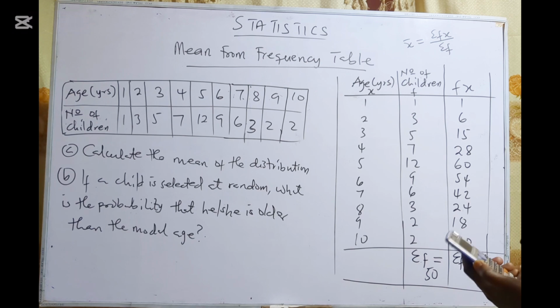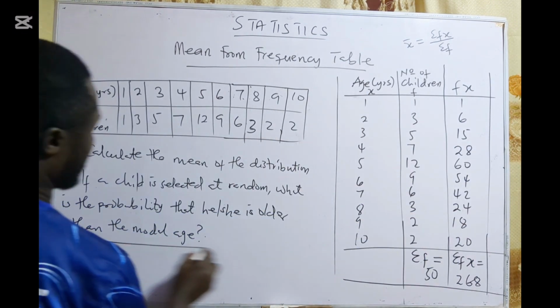So 1 plus 6 plus 15 plus 28 plus 60 plus 54 plus 42 plus 24 plus 18 plus 20, and that will give us 268.